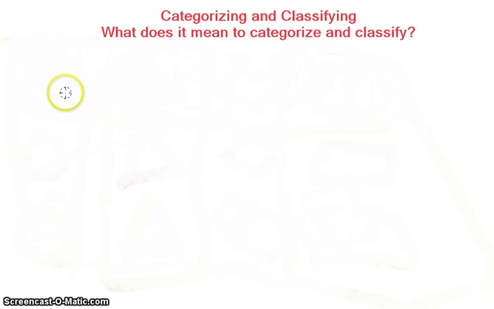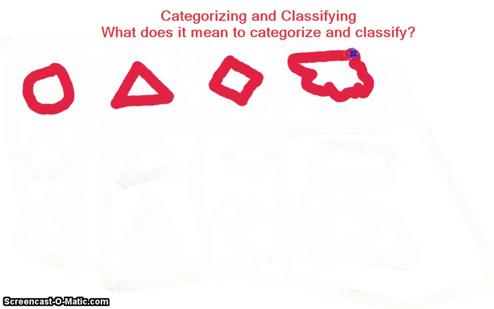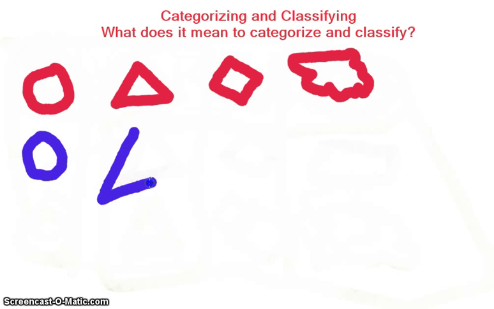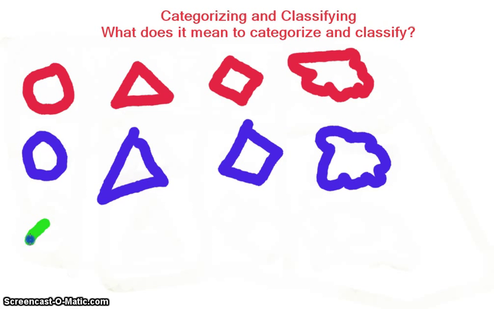Let's do an example. Say I were to walk into a kindergarten classroom and I notice that there are a group of students who are sitting at a table playing with different toys. The students are sitting, let's say, in a discovery center. They're really enjoying the toys they're playing with. And I walk over and I ask them what they are doing, and they say that they are classifying and they are categorizing.